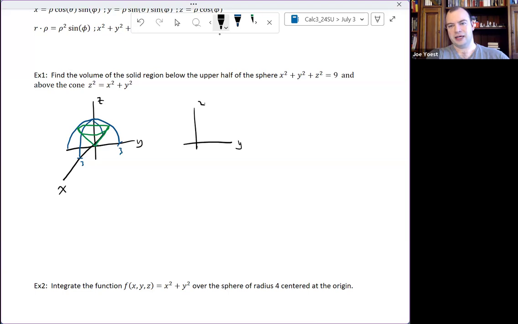So in say the yz plane, I see I have something like this. This is radius 3. And this angle is pi over 4. And then in the xy plane, I see that I'm just integrating over some circle.